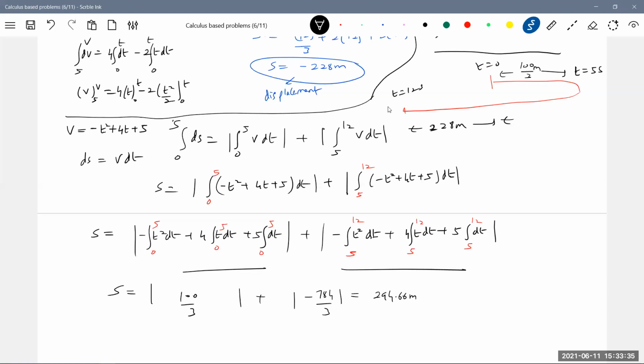Okay, now you see this. I think it cannot be 228. This cannot be 228, I'm very sure, because 228 is from here, so it should be measured from here. So it should be greater than 228. So now this will be our final answer. Like this, the distance covered. Whenever they ask you for distance covered, you have to be extra alert.